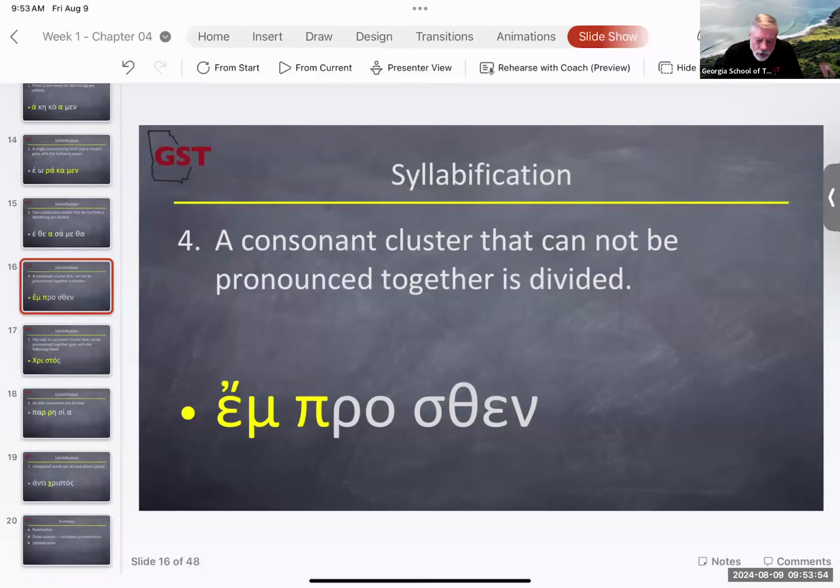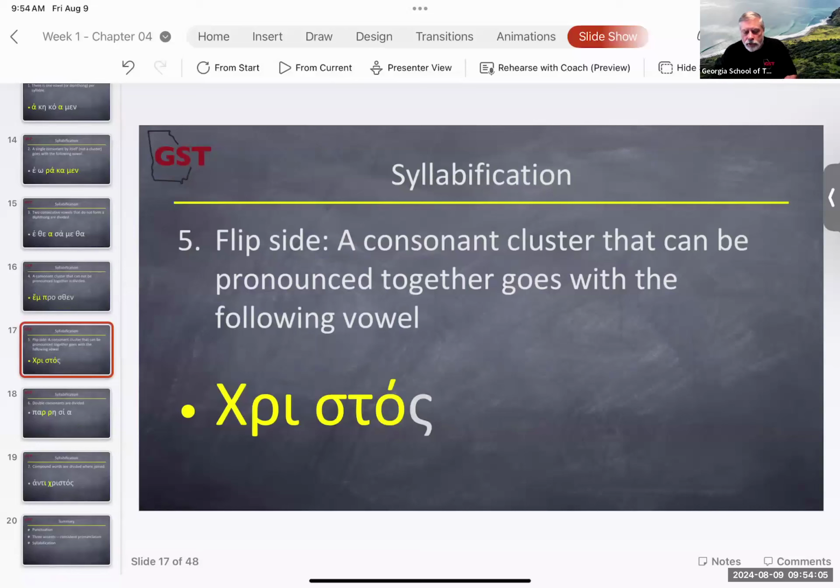All right. So we had here that a consonant cluster that cannot be pronounced together, like the mu and the pi, are divided, separated into part of a different syllable, right? But the other side of that is there are consonant clusters that can be pronounced together, and they go with the vowel that follows it. We already said Christos. You mentioned the sigma and the tau go with the omicron, and the kappa and the rho go with the iota. So it's Christos. Make sense? You want to say it? Christos. There you go.